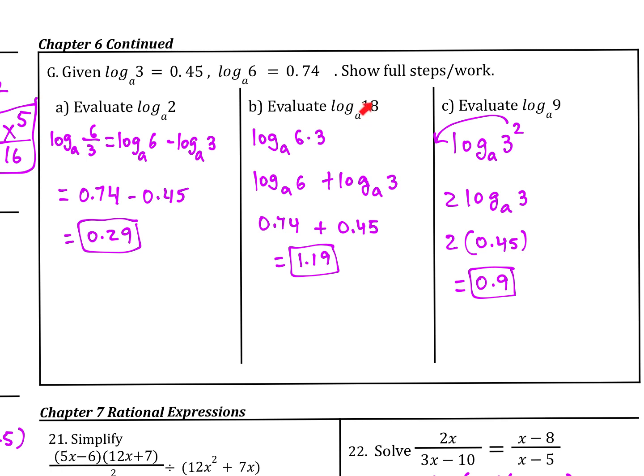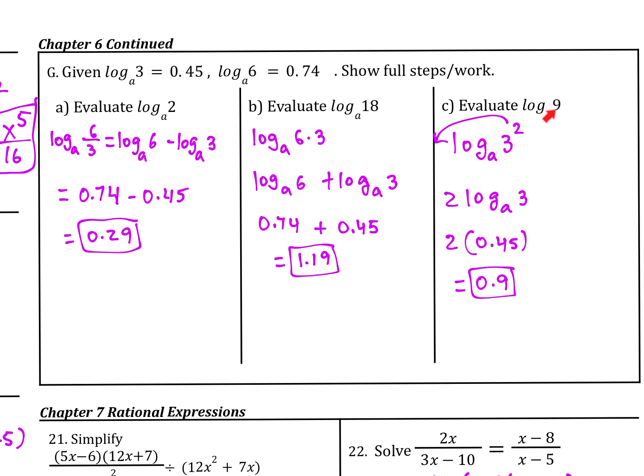Log 18 is also not given here, but we can change 18 as 6 times 3 and apply the product property, log 6 plus log 3, log m plus log n, log 6 given as 0.74, log 3 is given as 0.45, so answer is 1.19.